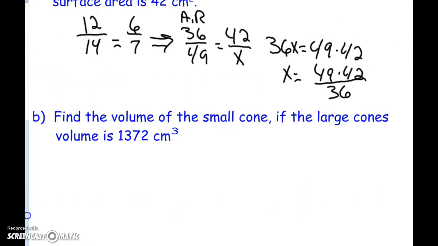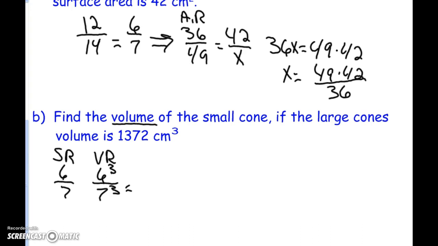We'll come down to the next example as well. Find the volume of the small cone if the large cone's volume is 1372. We've got to find the volume. Again, we go back to our original similarity ratio, 6 to 7. The volume ratio then cubes those numbers. So 6 cubed over 7 cubed. We're just going to leave those numbers right now. You can put them in your calculator at any point and figure out what that is.